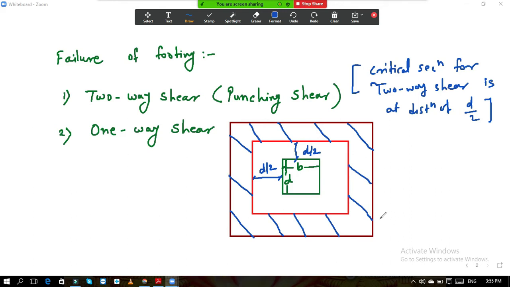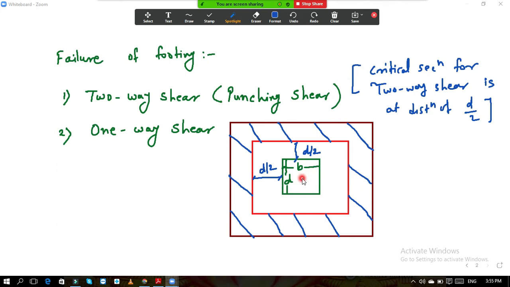Now see, I will repeat it once again. Please pay attention over here. This brown line, this brown rectangle, is nothing but our footing. This green rectangle is nothing but our column. Then what is the meaning of punching shear or two-way shear? This column will try to penetrate through this footing. But while doing this penetration action, the column will not penetrate through the footing alone.